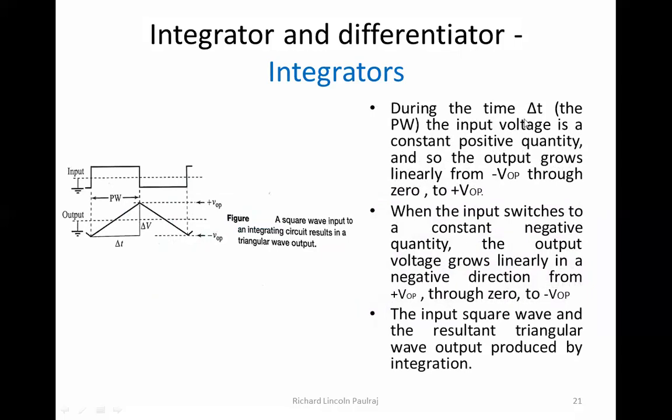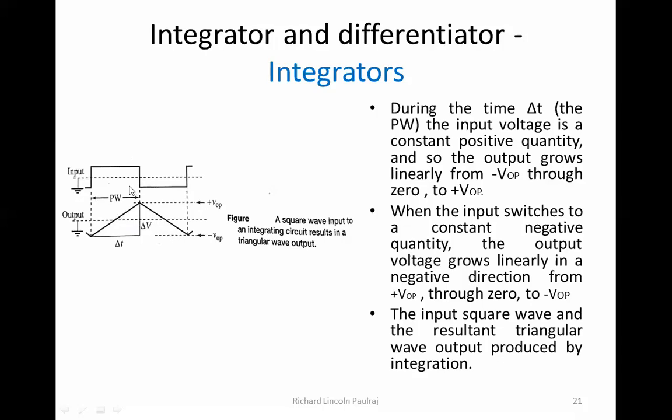So during the time delta t, now let us look at this figure here. Input here, I'm going to give a square wave and it's going to give me the reverse. Remember I was telling you, in differentiators, when we give a triangular wave, we actually get a square waveform, right? But here it's going to be the reverse. I'm going to give the square wave and I'm going to get a triangular waveform. Here it's noted as PW, so that is the delta T, and PW is nothing but the pulse width.